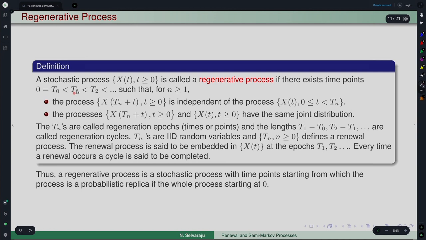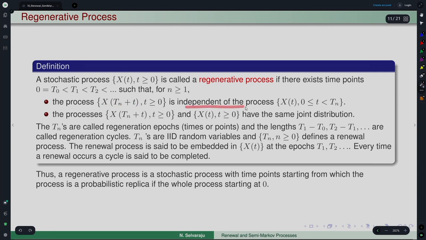T_0 less than T_1 less than T_2 and so on, such that for n greater than or equal to 1, look carefully here, the process X(T_n + t). You fix an n, for all n this should be true. Then X(T_n + t) for t greater than or equal to 0, where T_n is fixed and t is greater than or equal to 0, is a process which is starting at T_n.